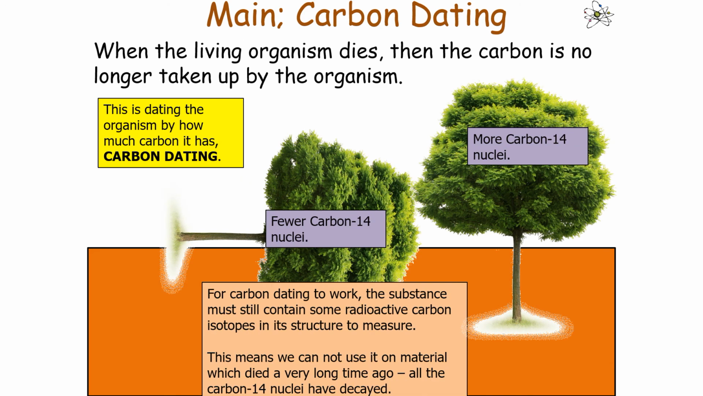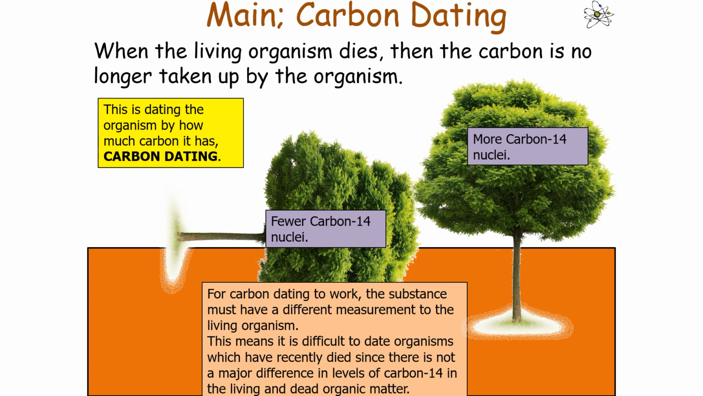Now it's important to note that for carbon dating to work, or for uranium dating to work, the substance must contain some radioactive carbon isotopes or uranium isotopes in its structure to measure. This means we can't use it on a material which died a very long time ago, because all of those radioactive isotopes will have decayed into the stable isotopes by this point. And in addition, it means that it's very difficult to date organisms which have recently died, since there's not a major difference in the levels of carbon-14 in the living matter and the dead organic matter which we are comparing.